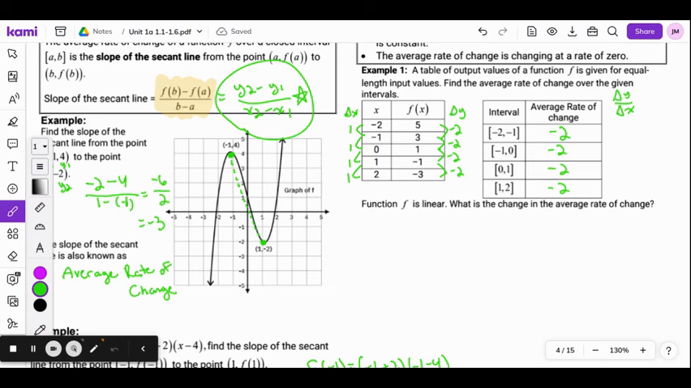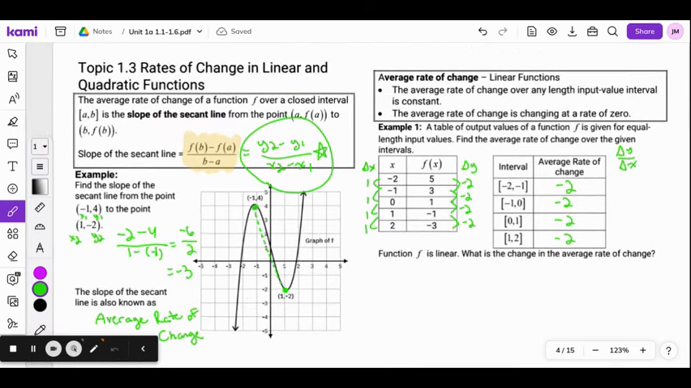So the average rate of change, this is the part that's up here now in this box. So let me just explain now the average rate of change of linear functions. The change would be 0. So if I'm looking at these numbers right here, that has no change. So the average rate of change is going to be 0. So what is the change of the average rate of change? 0.